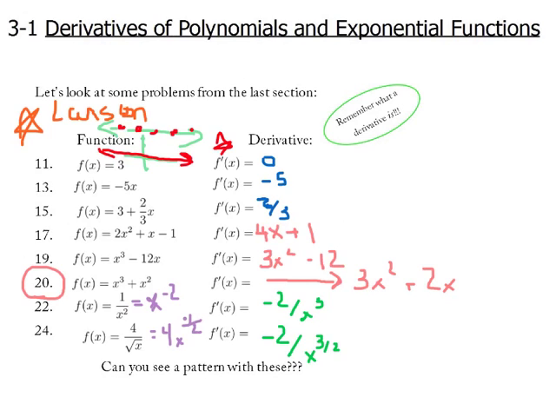Negative 5x is just a line with a slope of negative 5. So what is its derivative? Its derivative is a constant, negative 5. So anytime you have a constant or a linear term, it's just 0 or it's the coefficient.